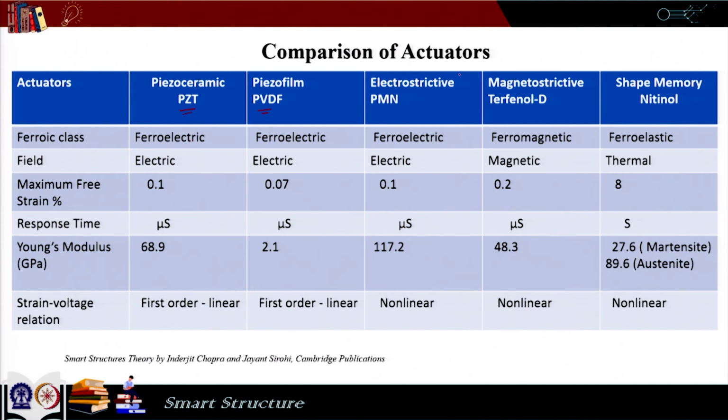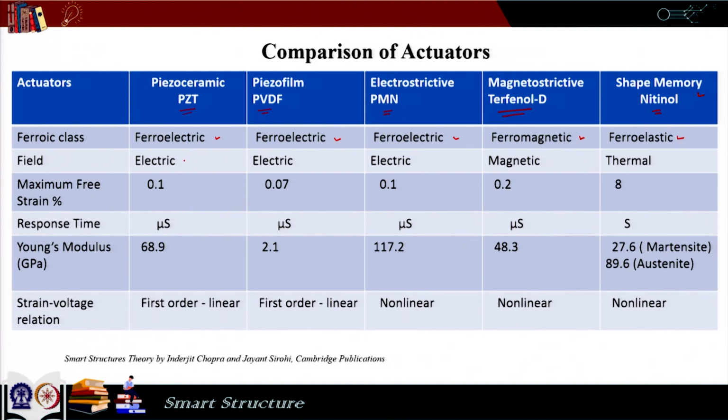And there are electrostrictive materials, PMN we talked about. Magnetostrictive materials, we are considering Terfenol-D here, and for shape memory alloy we are considering Nitinol here. If we look at their ferroic class, then PZT is ferroelectric, PVDF is ferroelectric, PMN is ferroelectric, and Terfenol-D is ferromagnetic, and Nitinol is ferroelastic.